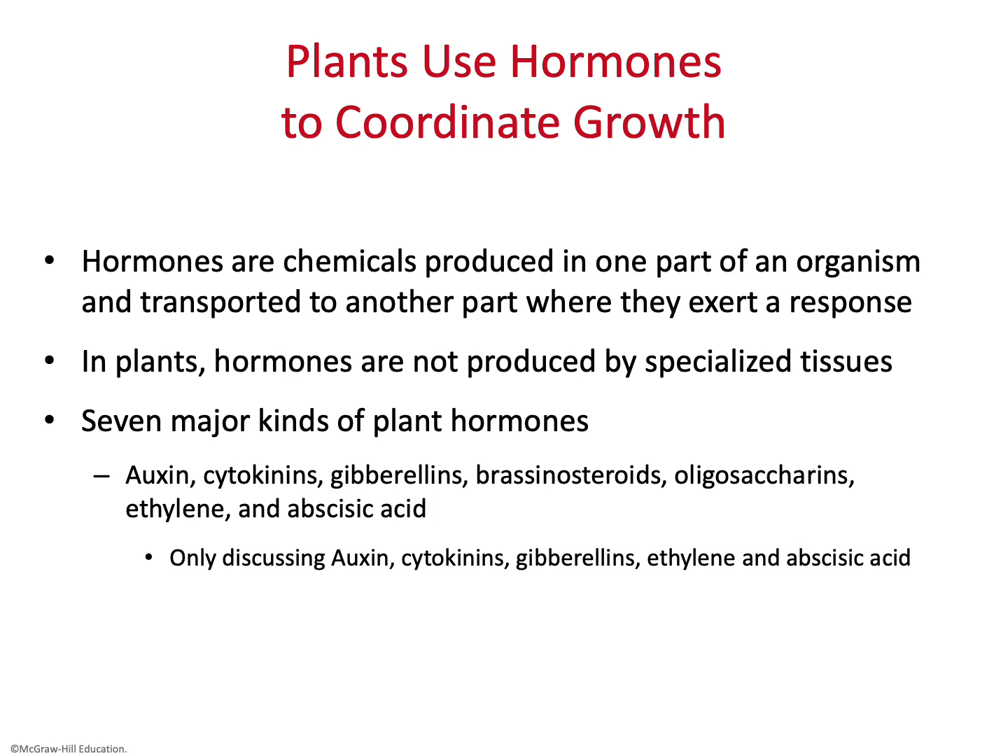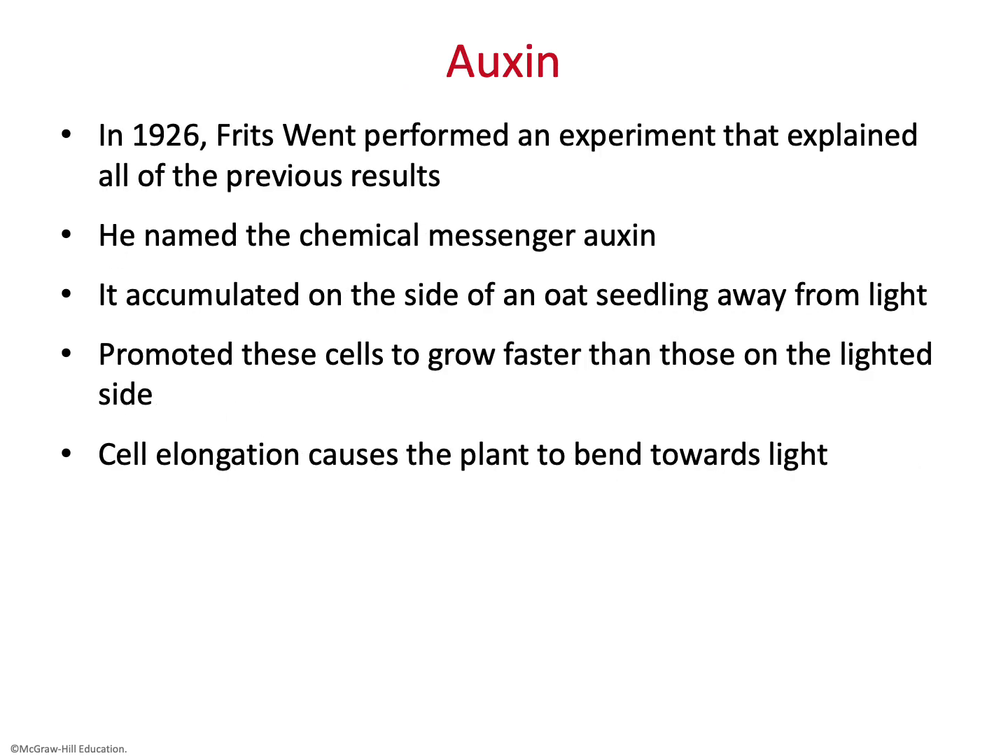In animals, most hormones are produced at a specific site, but in plants, hormones are not produced at specific sites. There are 7 major kinds of plant hormones. These include auxin, cytokinins, gibberellin, brassinosteroids, oligosaccharides, ethylene, and abscisic acid. But in this lecture, we are only going to discuss auxin, cytokinins, gibberellins, ethylene, and abscisic acid. So let's first look into auxin.